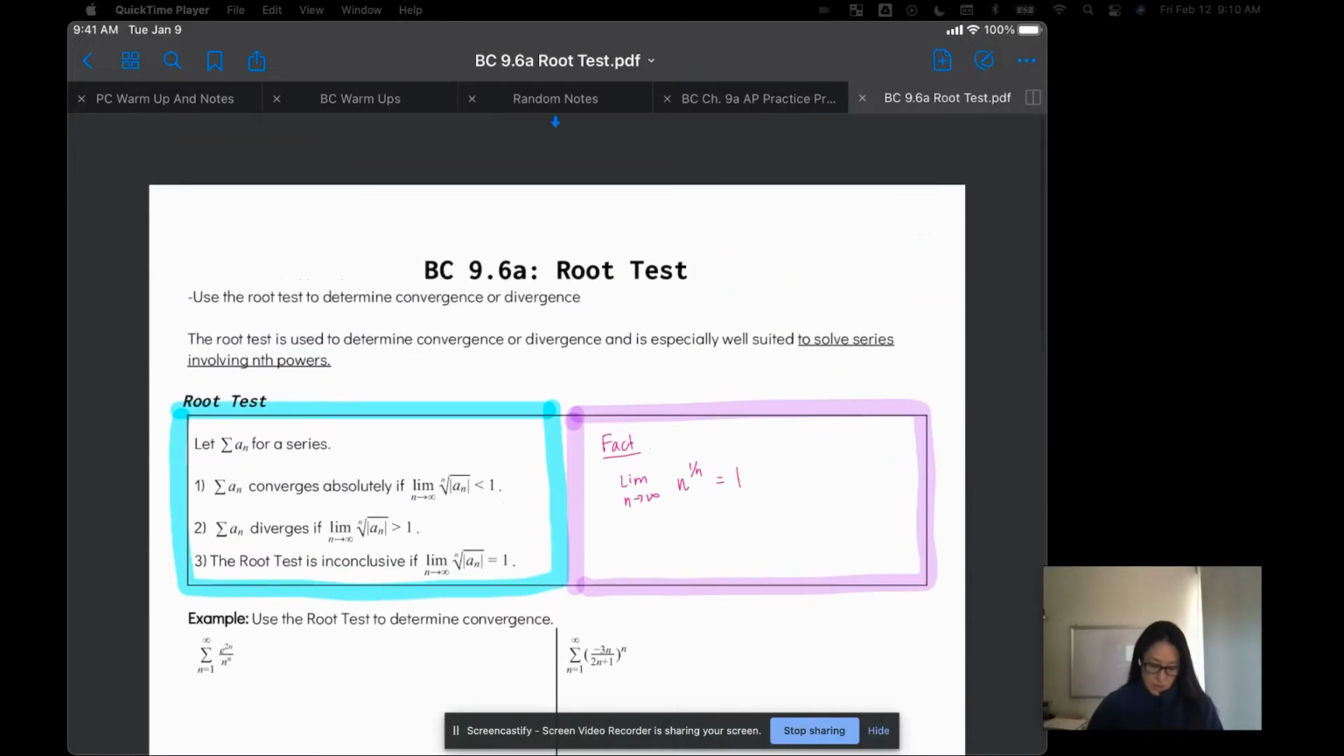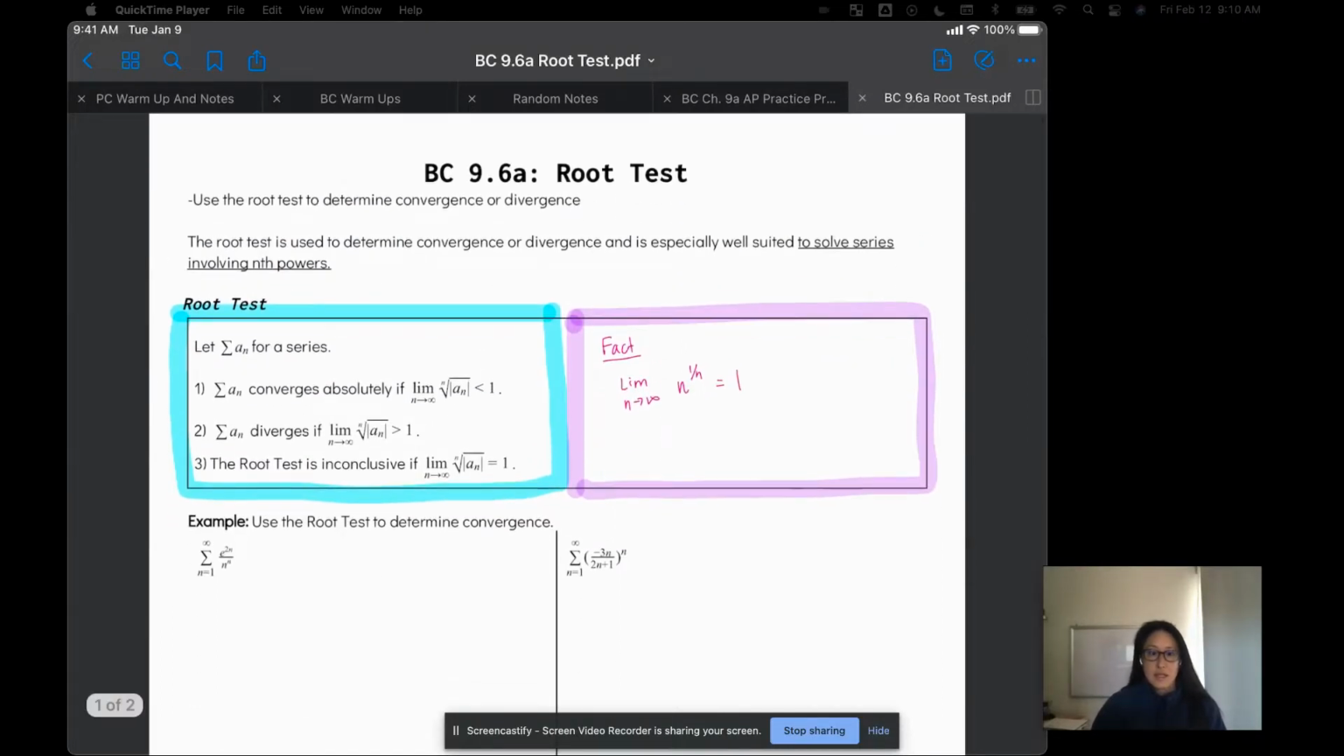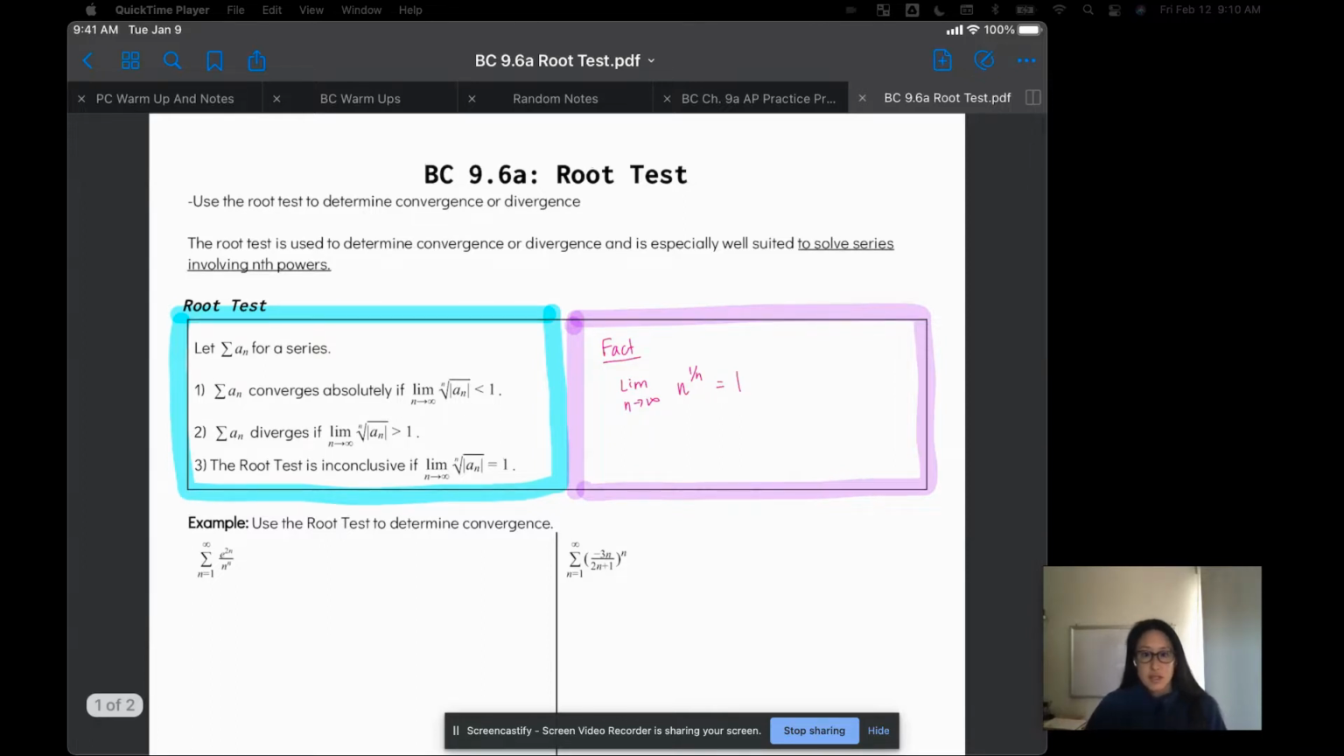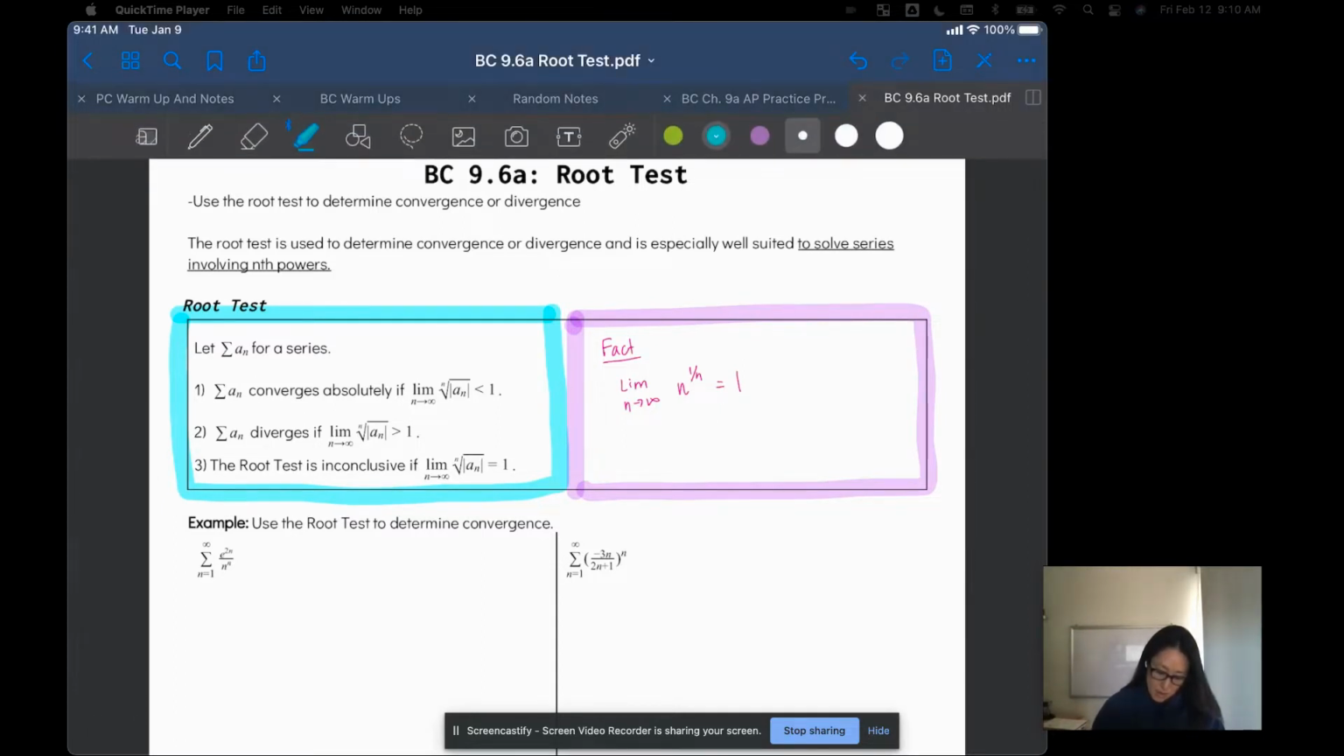All right, we're looking at the root test today. This is our second to last test. We use it to determine, of course, convergence and divergence, and it's especially well suited for when we have a series that involves something to the nth power.